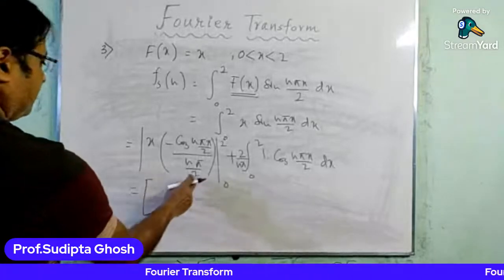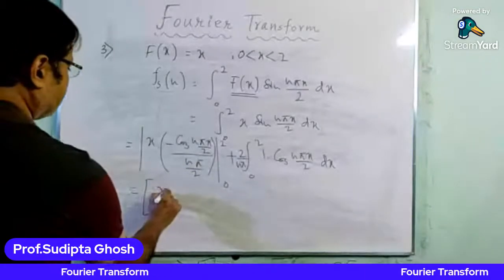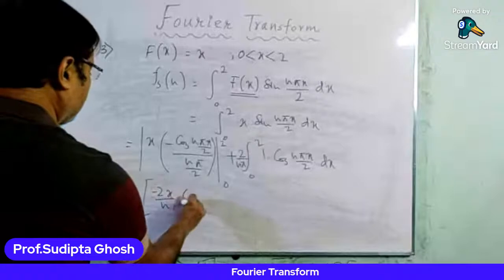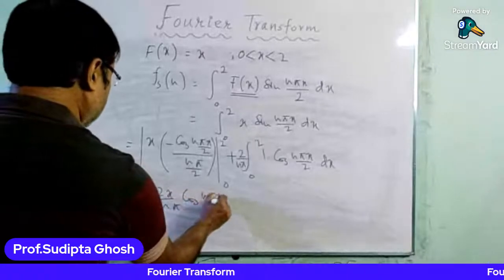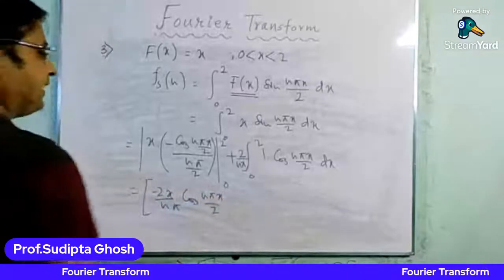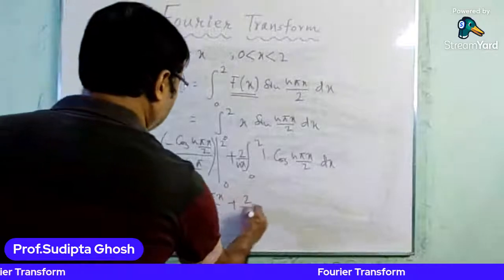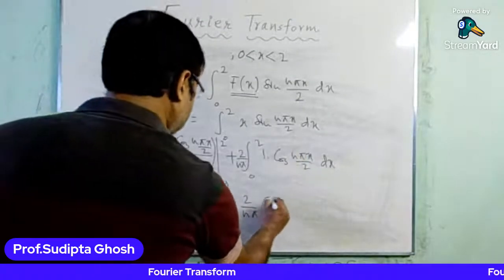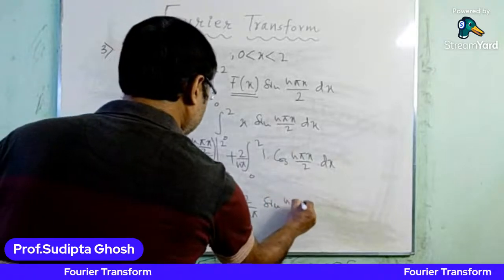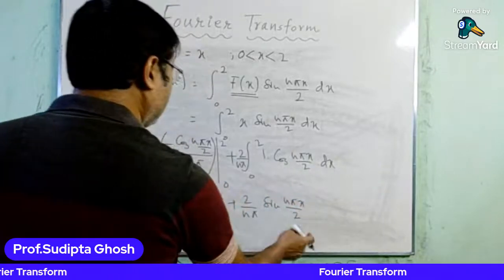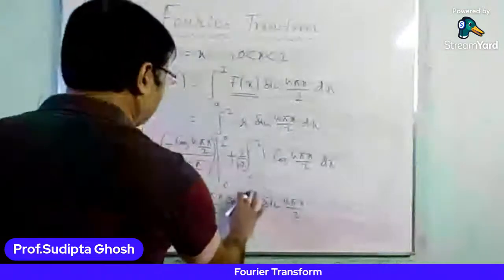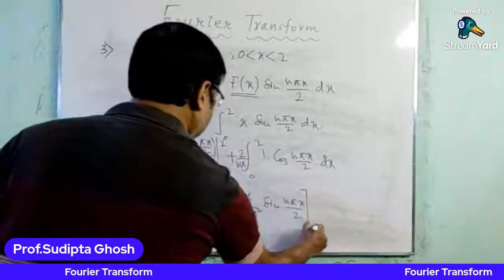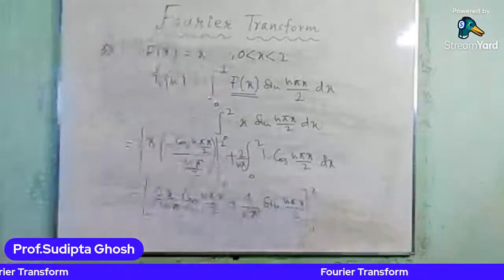Okay, let it be 2x by n pi minus 2x by n pi cos of n pi x by 2, and then plus 2 by n pi cos n pi x by 2, that is sine of n pi x by 2 divided by n pi by 2. So this is 4 by n square pi square, and the limit is 0 to 2. Okay.